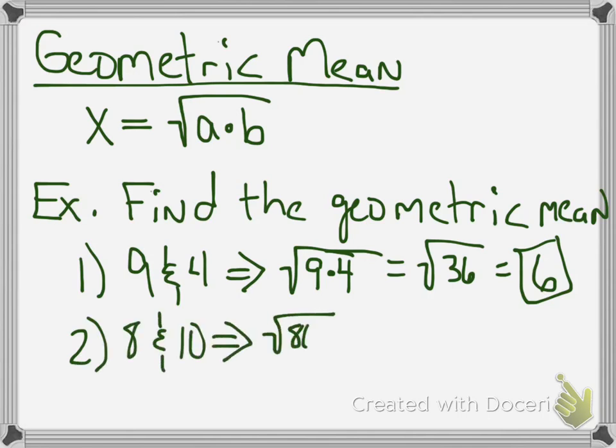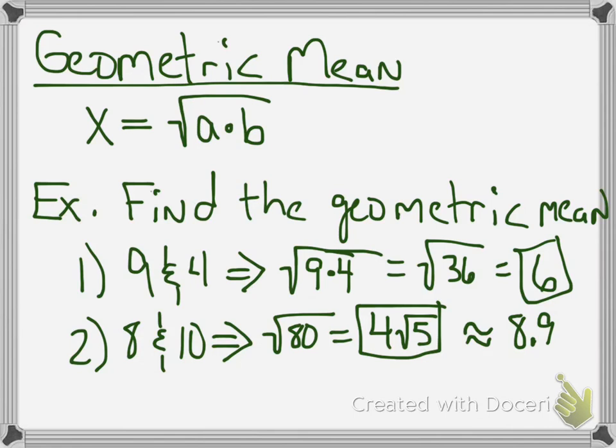Now, what happens if you get a number that wouldn't be a perfect square, like 8 and 10? 8 times 10 is 80, and then you take the square root of 80. Now I would want you to simplify that rather than just type it in the calculator and give me the decimal answer. When you simplify that, it's 4 square root of 5. If you don't remember how to simplify, or you want me to go back over that, feel free to ask in class, and I will be more than happy to go over that. Next part: 4 square root of 5 is approximately 8.9 if you type that into the calculator. So notice that the mean here is not an exact in-between average.